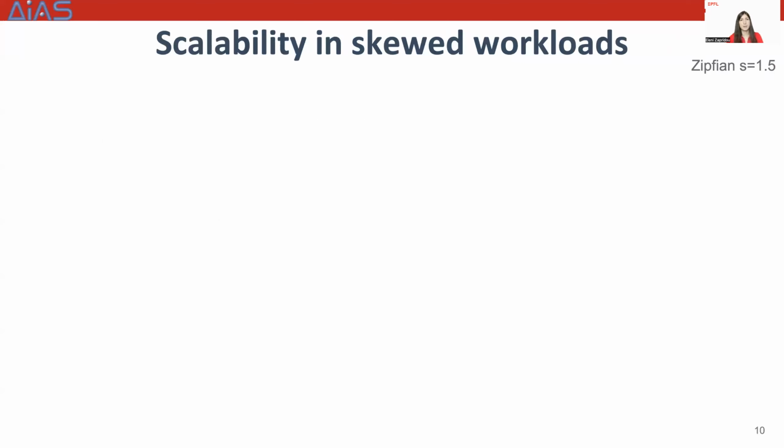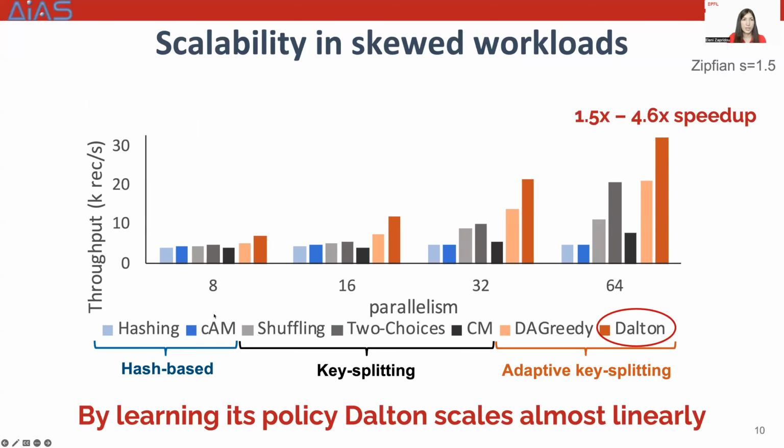Let's start with a scalability comparison between Dalton and the other partitioning algorithms. So on the x-axis of this slide, you see the number of threads, and on the y-axis, the throughput in thousands of records per second. With shades of blue, you can see hash-based approaches, and what we can observe is that they do not scale because they are bottlenecked by the most frequent keys, since the distribution in this case is skewed.